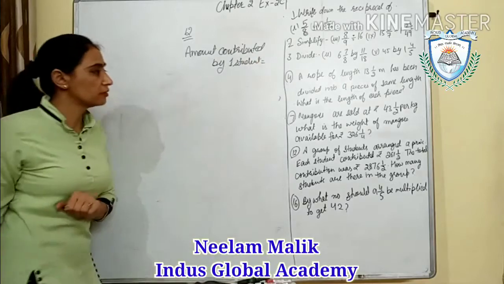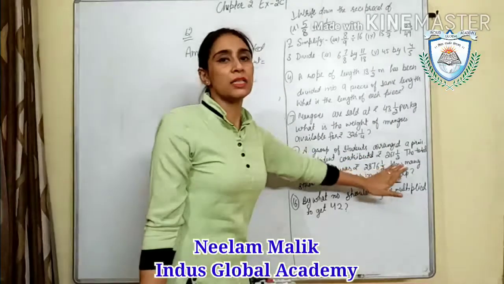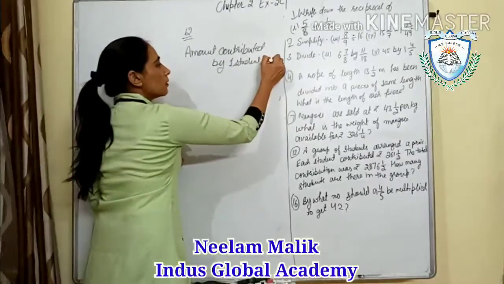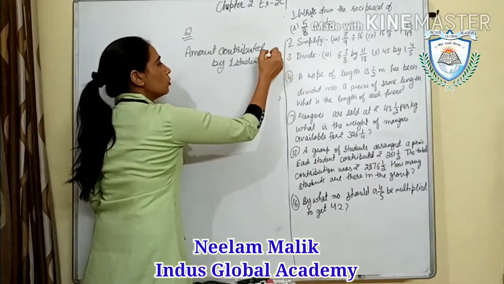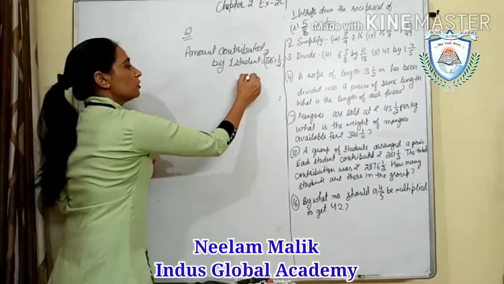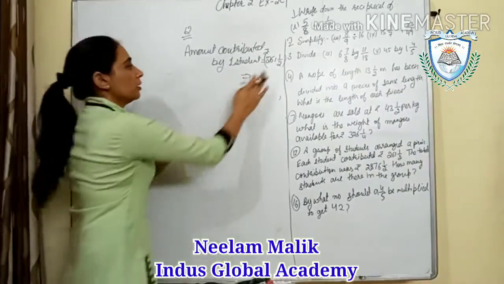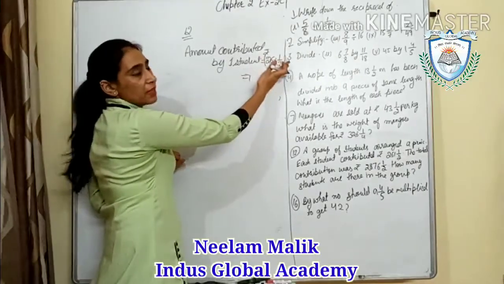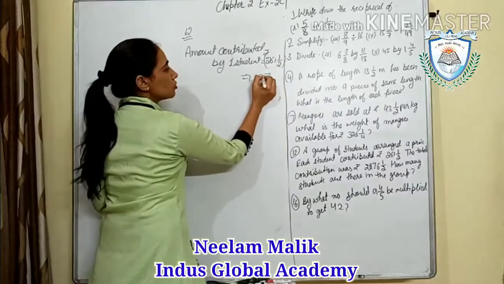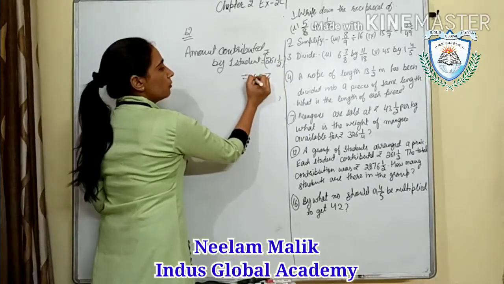What is that? That is 261 whole 1 upon 2 rupees. So first convert this into improper. It will be double and plus 1. So 1 2 3, 2 4 and 5.